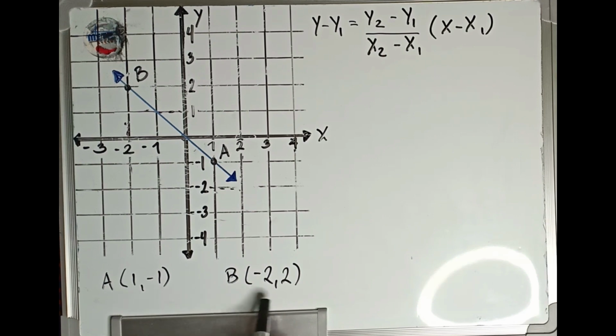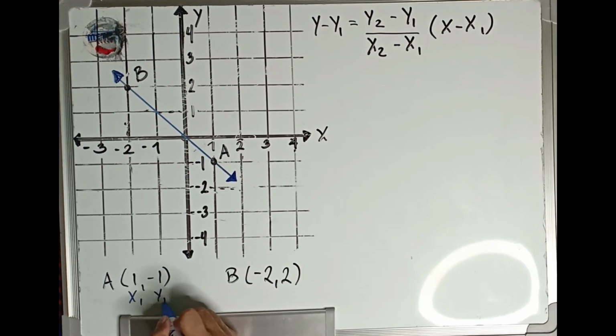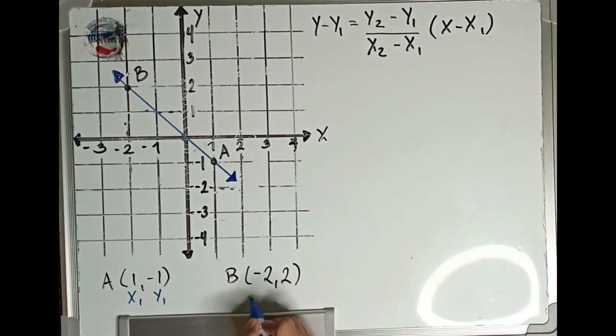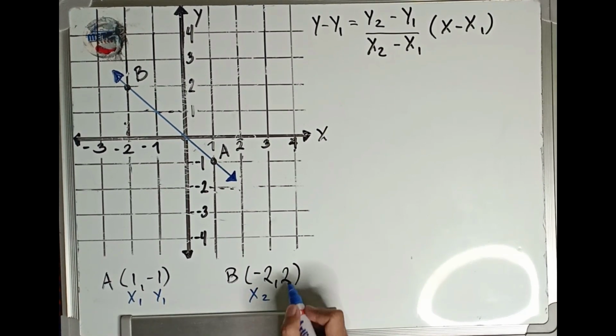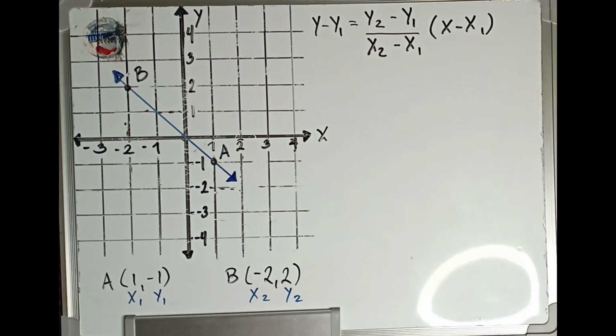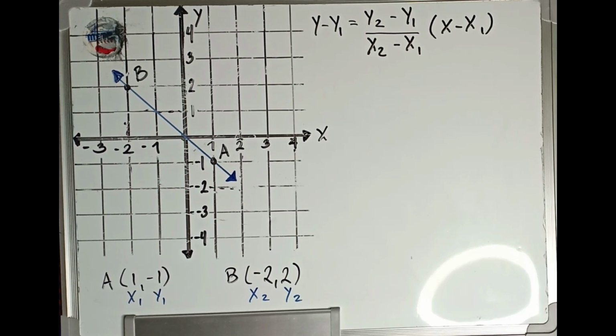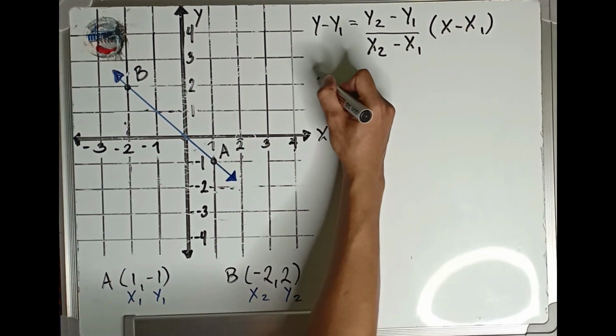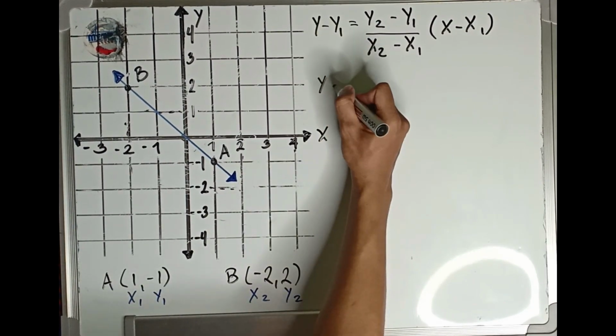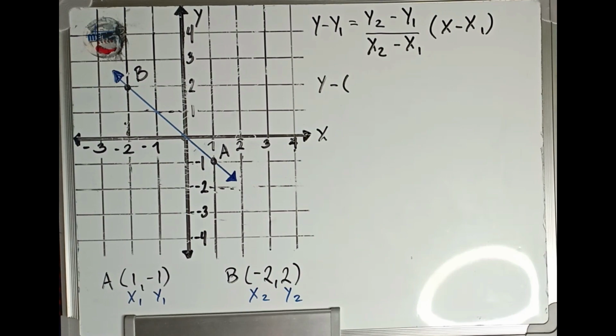You're going to label first the two ordered pairs given from this graph. For point A, this will be your x sub 1, negative 1 will be your y sub 1, negative 2 will be your x sub 2, and 2 will be your y sub 2. Now, let us replace the values of x sub 1, x sub 2, y sub 1, and y sub 2. Copy the variable y, the subtraction sign, and once you are replacing the values, use parentheses.